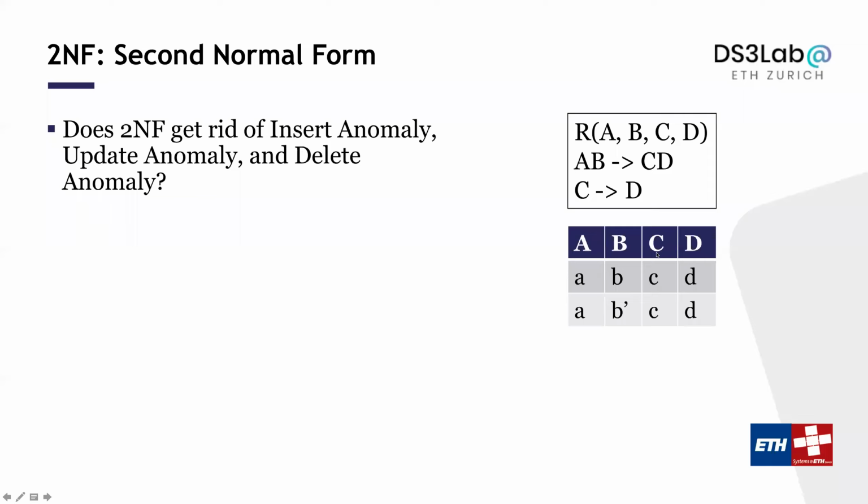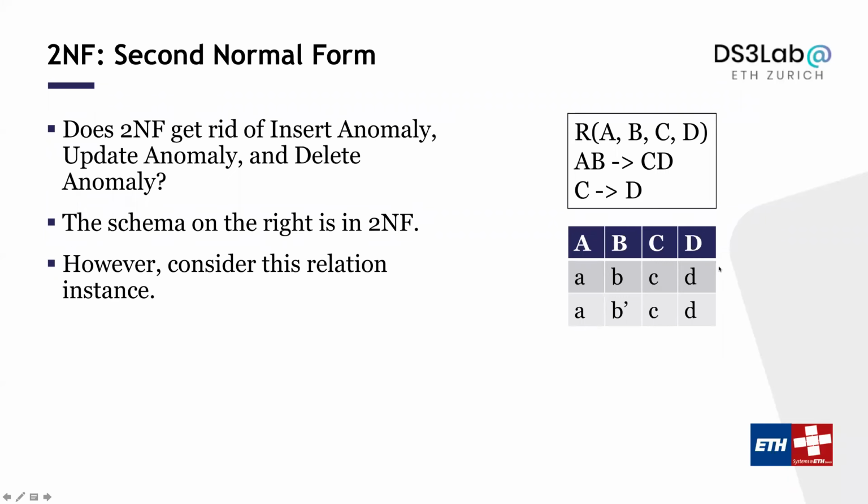If you look at C, C is a non-key attribute, in the sense that C is not part of a key. Then you look at whether C functionally depends on part of a key. That's not the case, because C only depends on the combination of A and B, which is a key, so that's fine. And if you look at D, D also does not depend on part of the key. So essentially this relation is in second normal form.